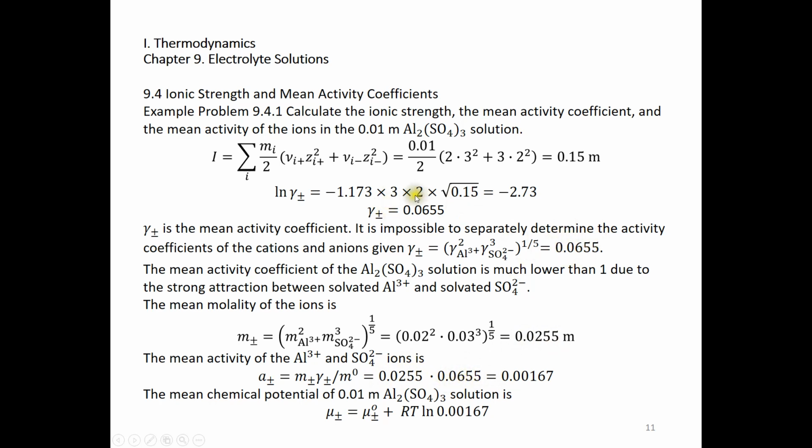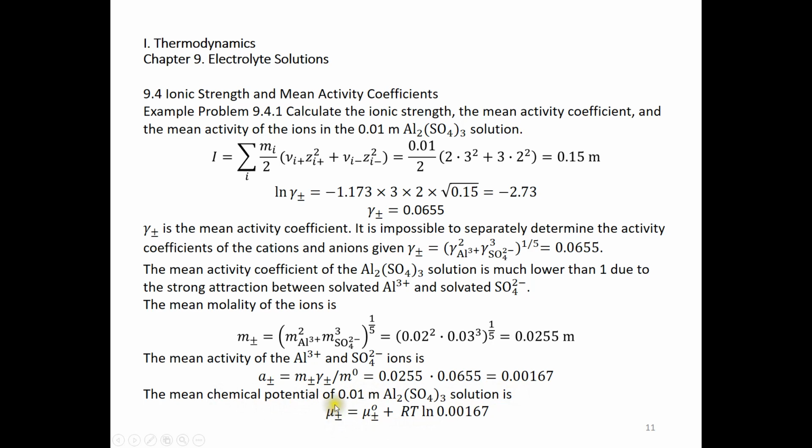0.0655, from actually the calculation of this gamma. Given the ionic strength, we can calculate gamma, plug it in. We have the activity for these two ions, 0.00167. And in the end, the mean chemical potential of 0.01 molal aluminum sulfate solution is this.